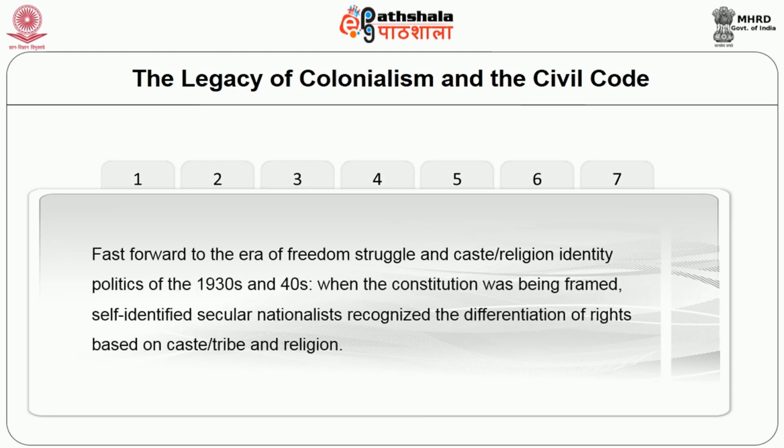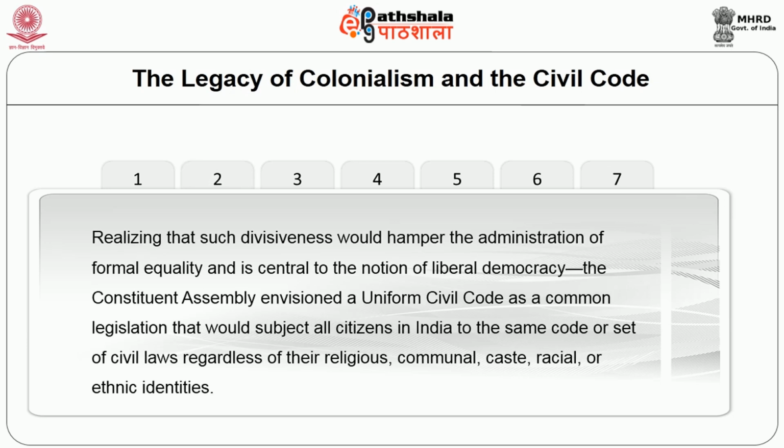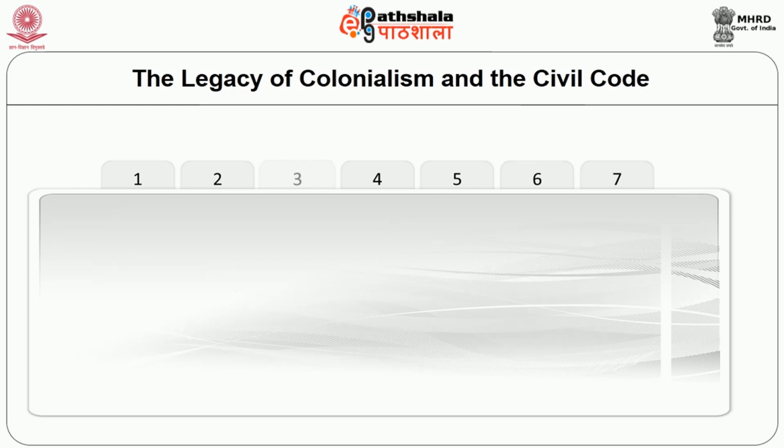Fast forward to the era of freedom struggle and caste and religion identity politics of the 1930s and 40s, when the Constitution was being framed. Self-identified secular rationalists recognized the differentiation of rights based on caste, tribe and religion. Realizing that such divisiveness would hamper the administration of formal equality, which is central to the notion of liberal democracy, the Constituent Assembly envisioned a uniform civil code as a common legislation that would subject all citizens in India to the same code or set of civil laws regardless of their religious, communal, caste, racial or ethnic identities.